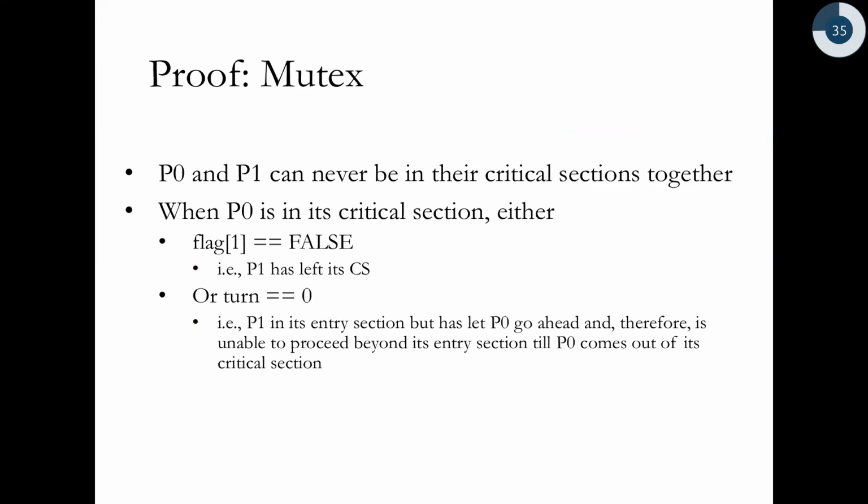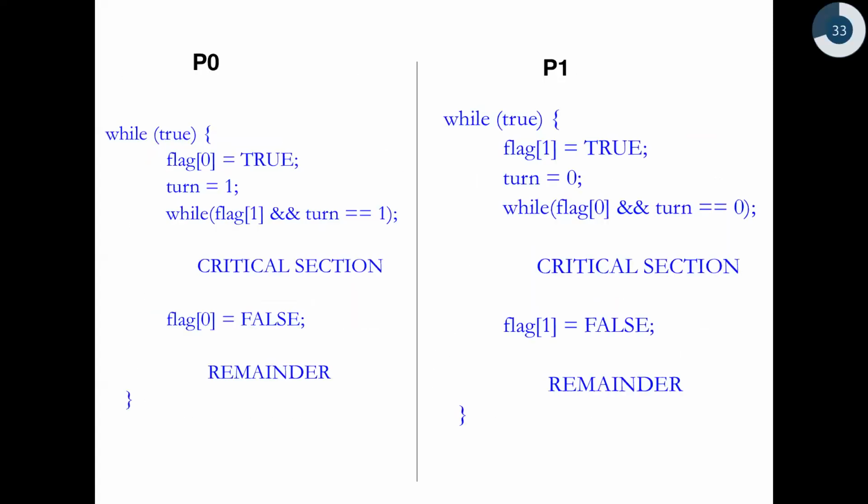So now let's look at how this works. Our goal is to prove that P0 and P1 cannot both be inside the critical section simultaneously. So let's look at P0. P0 is in its critical section. So if P0 is in the critical section, then either of these two conditions must be true.